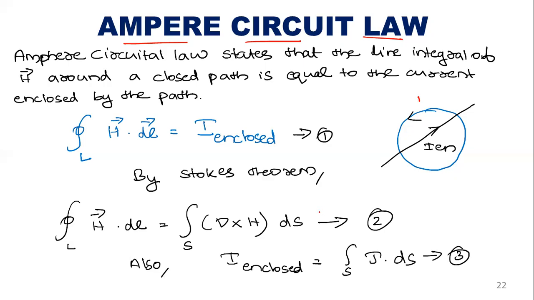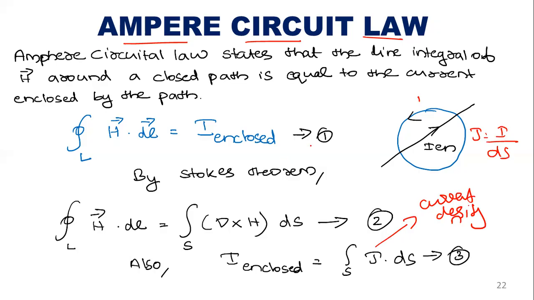Everything you have studied should come into your mind. I'm not going into what curl is and its significance; go back and see when you study. So integral H dot dl is equal to the surface integral of del cross H dot ds. And also you know that the current enclosed is equal to the surface integral of J dot ds, where J is the current density. You might have studied J is equal to I by ds.